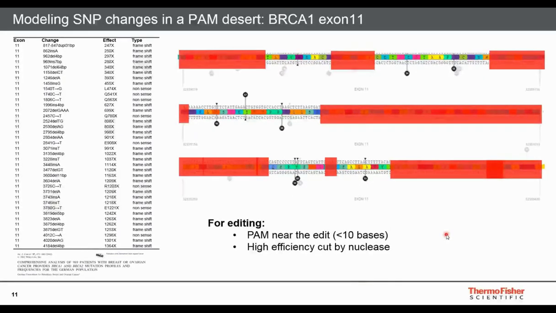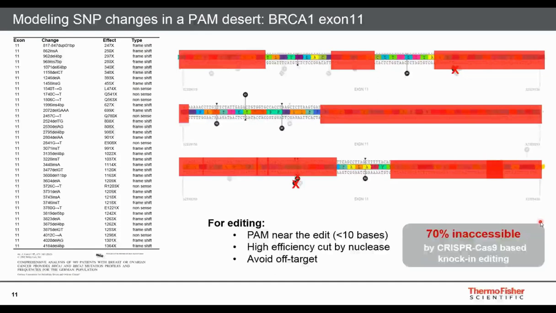For the ones that do remain, and we look for high efficiency cutting guides, we also eliminate another area of this region. And if we remove guides that have off targets, we've actually excluded a large part of this exon 11 that's going to be editable by Cas9. And again, this is due to that PAM desert, the low number of NGG sites that exist within this sequence. And overall, 70% of this region is inaccessible by CRISPR-Cas9 for successful knock-in editing.